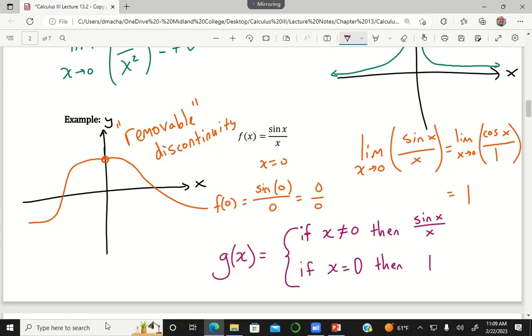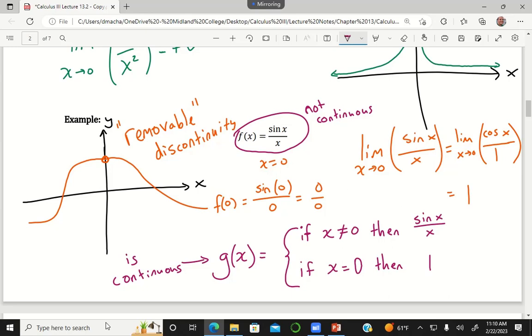So this function f of x is not continuous. It's not continuous because I have that removable discontinuity at x equals 0. But this function, g of x, is continuous. Because all I've done with my piecewise function g of x is I just removed the discontinuity. I just said, okay, well fine then, g of 0 is 1. And then you're good to go.